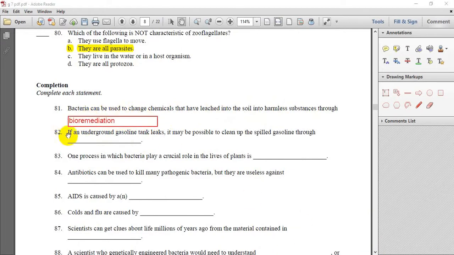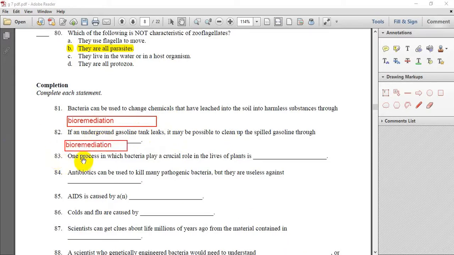Next, question 82. If an underground gasoline tank leaks, the gasoline is oil, a harmful substance. It may be possible to clean up the spilled gasoline through. This is also the same answer as the previous question. Cleaning up gasoline or harmful substances is also bioremediation, so we will write the same answer here.